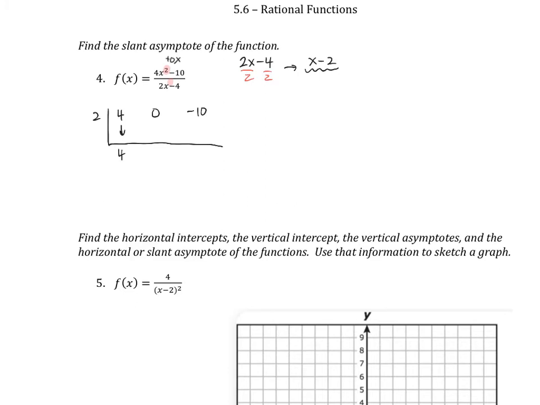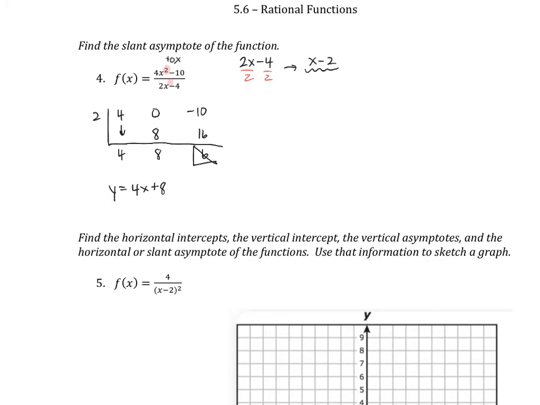Bring down the 4, we multiply and get 8, we add and get 8. We multiply 2 times 8 and get 16. We add straight down and get +6. When you're using this to find the slant asymptote, you just ignore the remainder and you use the first part for your slant asymptote. So this would be y equals 4x plus 8. That will be your slant asymptote.